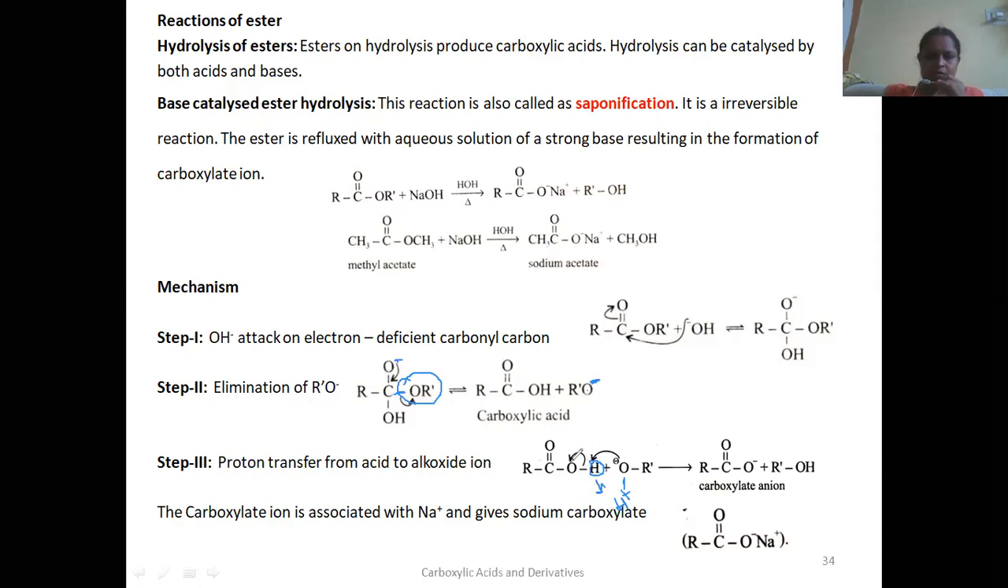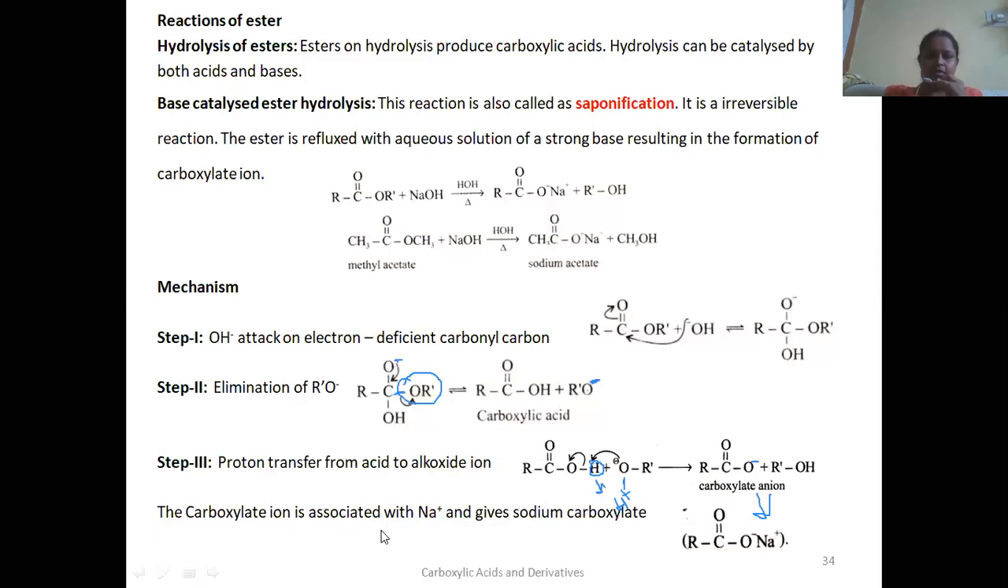See the arrow marks here. Observe the arrow marks and see the shift of electrons carefully. These bonded electrons will be on the oxygen itself, so it is becoming electron rich, which we show with a negative charge here. We have Na plus ions here; we have taken only the OH minus ion. So this carboxylate ion which is formed will be stabilized by associating with Na plus ions.